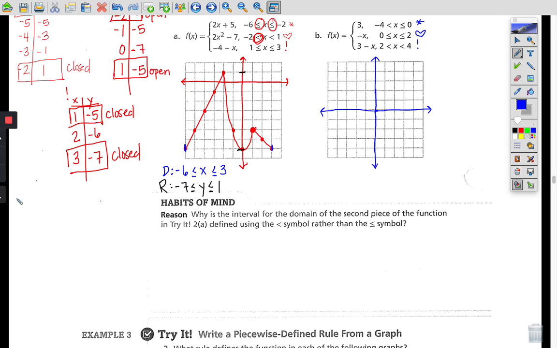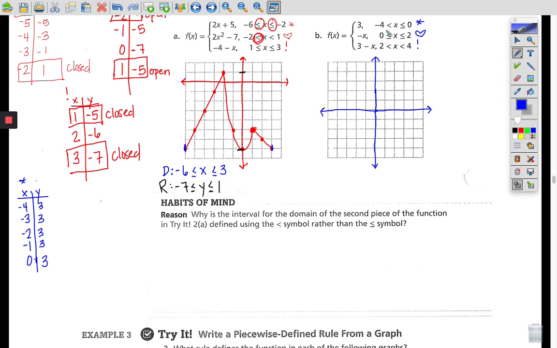Alright, so I'll start over here with the first one. -4 to 0. So -4, -3, -2, -1, and 0. And this actually tells you what your y value is. This tells us that our y value is 3. So 3, 3, 3, 3, 3.